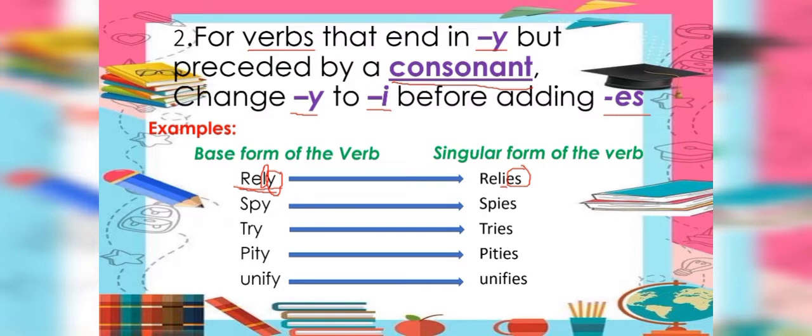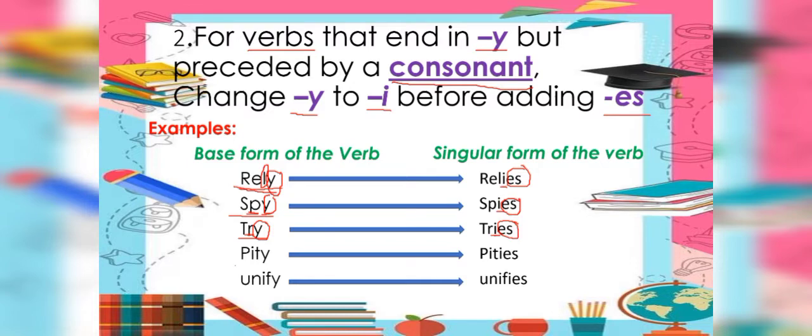For our second example, spy. This also ends in Y and is preceded by a consonant P. Again, change Y into I, then add ES. So as the verb try. This is ending in Y and preceded by a consonant R. So, change Y into I, then add ES.